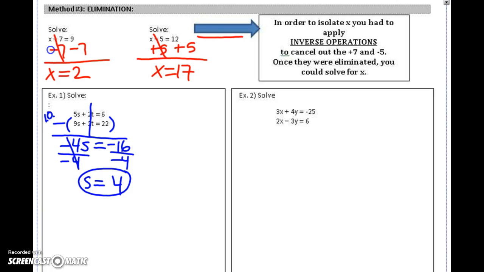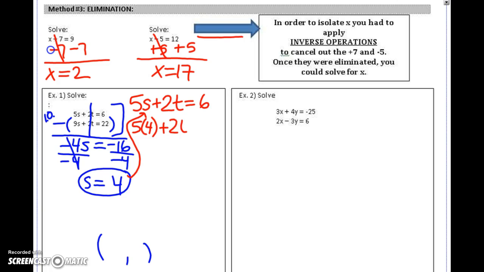Now again, just like substitution, your answer needs to be an ordered pair. I need to now find out the value of t. I can choose either of these two equations and plug s back in. I'm going to pick the first one. It really doesn't matter. You'll get the same answer. The first equation was 5s plus 2t equals 6. But now I know that s equals 4. So 5 times 4 plus 2t equals 6. And then I can solve for t.